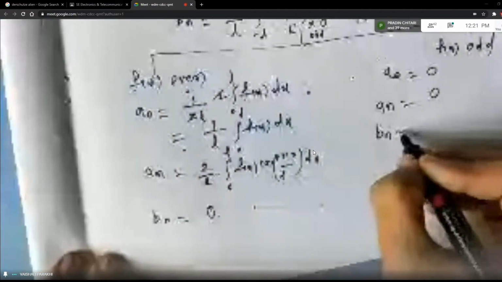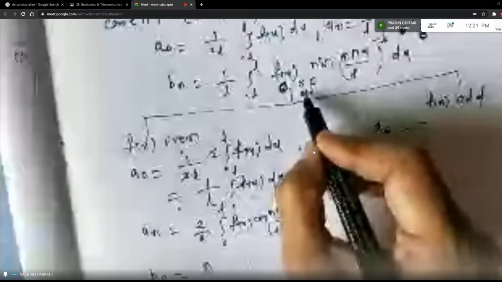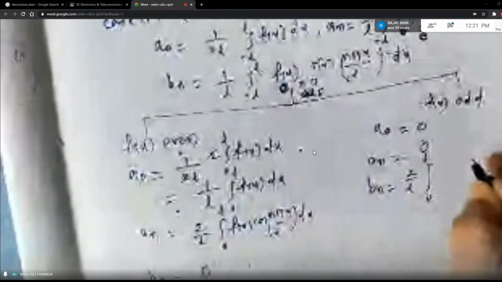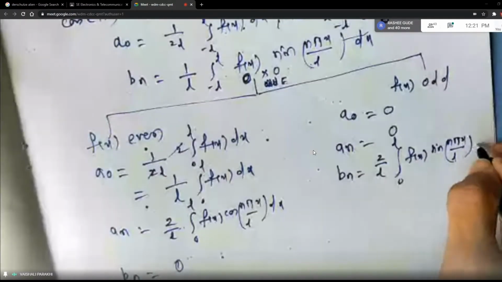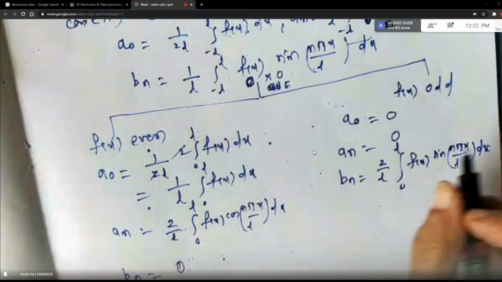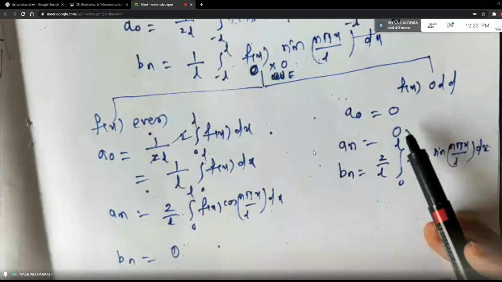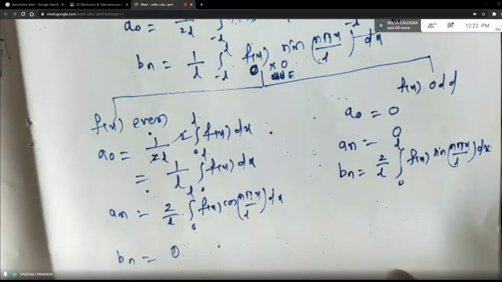Okay. See here what happens for Bn. Now this function we are taking as odd. Odd into odd is what? Even. And the integral of an even function is 2 by L, 0 to L, f of x, sine of n pi x by L dx. So when the function is even, Bn is 0. When the function is odd, a0 and an are 0. Only you have to find out Bn. Okay.